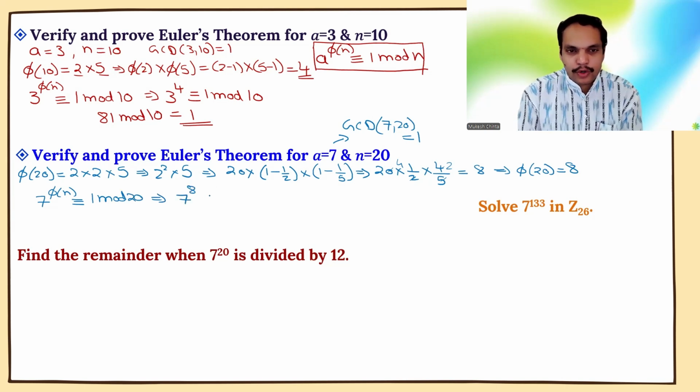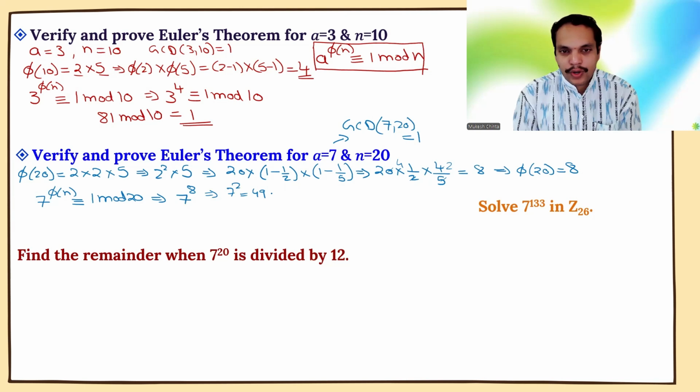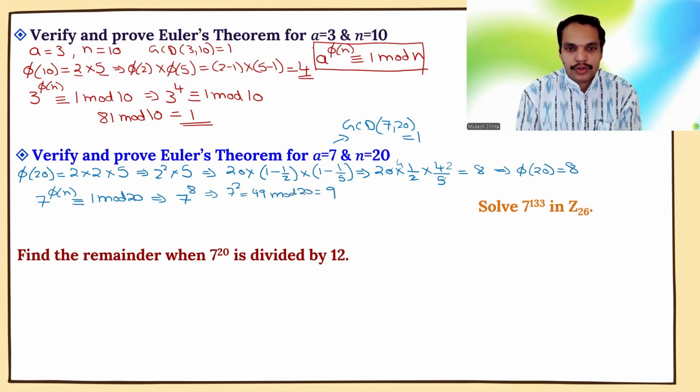So let me break it down into pieces just like we did earlier. 7 square is equal to 49. So 49 mod 20 will be how much? 9, because 2 twenties are 40. And 7 power 4 gives me 9 into 9, 7 square into 7 square mod 20, which is 81. Once again, it gives me the answer as 1.